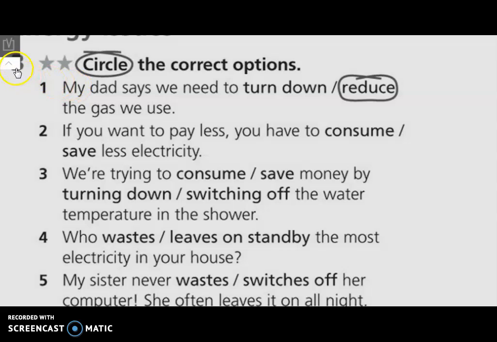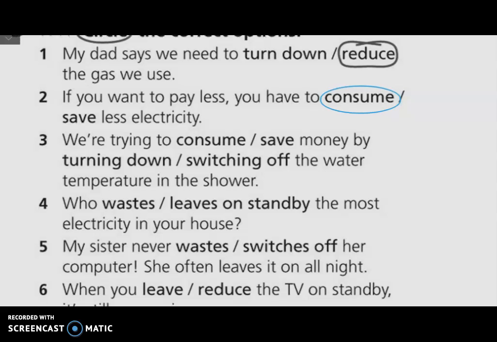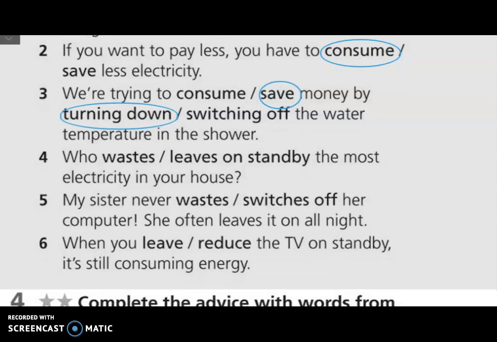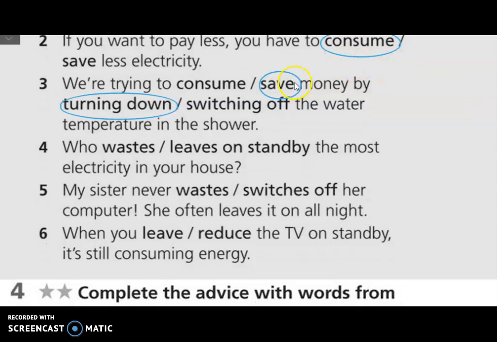In exercise number 3, we have to circle the correct options. My dad says we need to reduce the gas. If you want to pay less, you have to consume less electricity. We're trying to save money. We have to save money by turning down the water temperature in the shower. You have to complete numbers 4, 5, and 6.